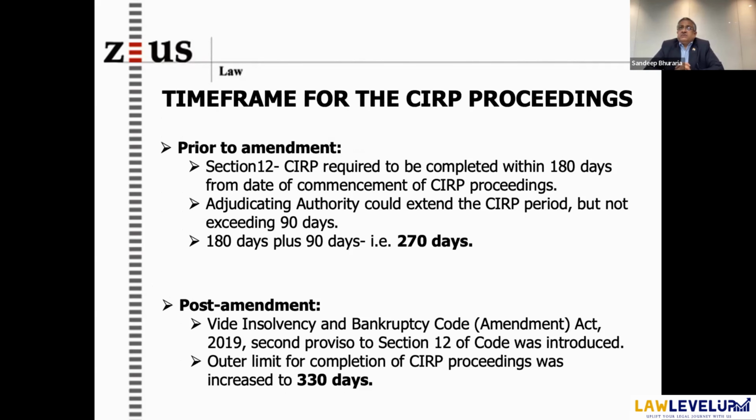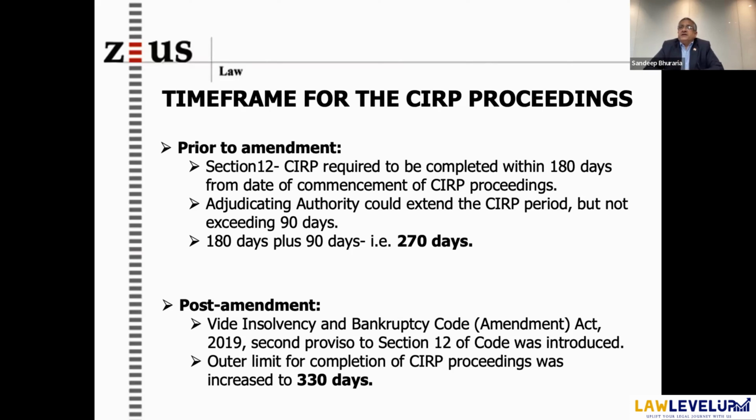Now, friends, after discussing section 7 and section 9, I will take you to the time frame of CIRP proceedings. Now, CIRP proceedings are time-bound proceedings. Initially, under section 12, the CIRP proceedings were to be completed in 180 days from the date of commencement of the CIRP proceedings. Now, what is the date of commencement of the CIRP proceedings? The date of commencement of CIRP proceedings is the date when the order of the adjudicating authority is passed, initiating CIRP proceedings.